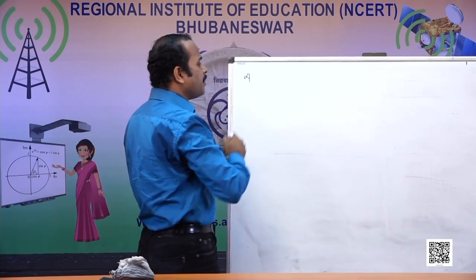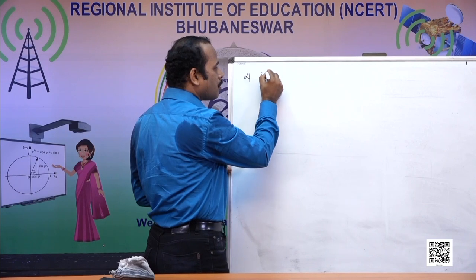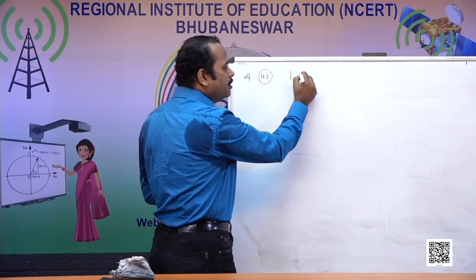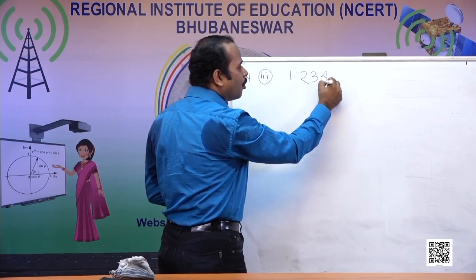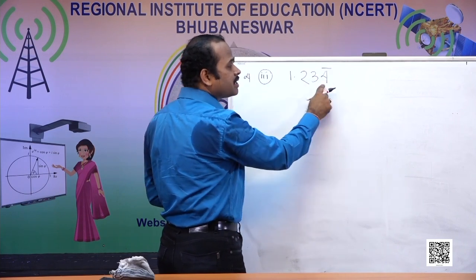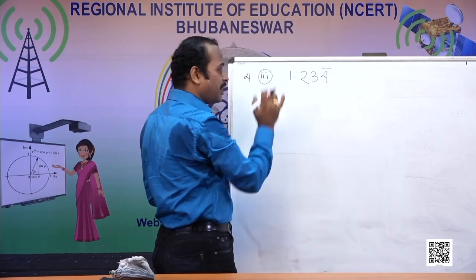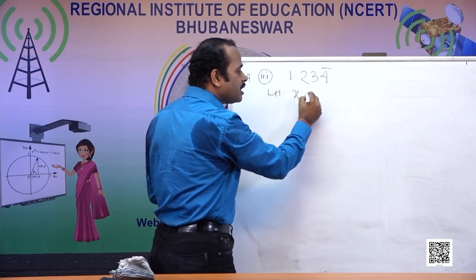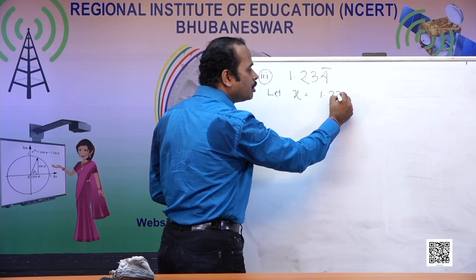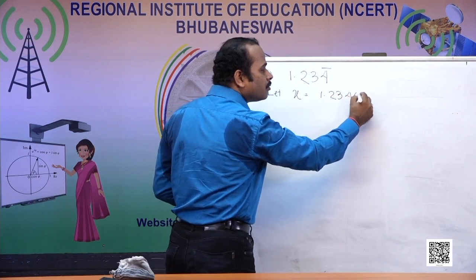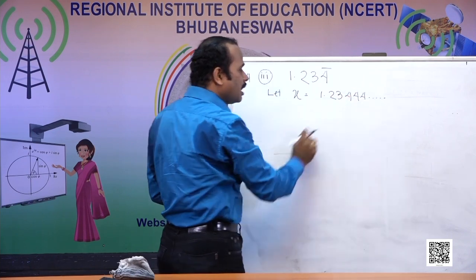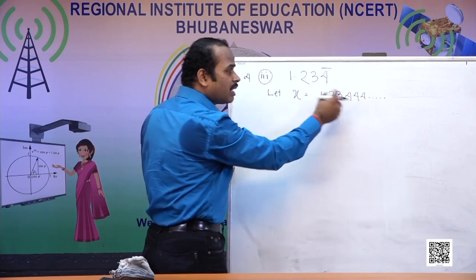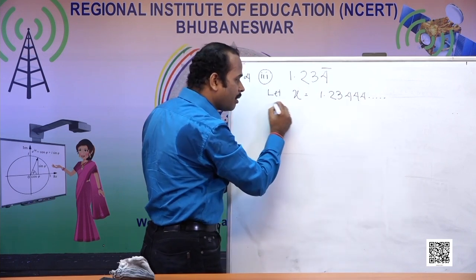I will add it here. Now bit 3, 1.234, here bar is on 4, that means this 4 is repeating and 2 places are not repeating. So how to find this? I will again declare let x equal to 1.234444 and so on. How many digits are not repeated on the other side? 2 digits are not repeated, so I will find.